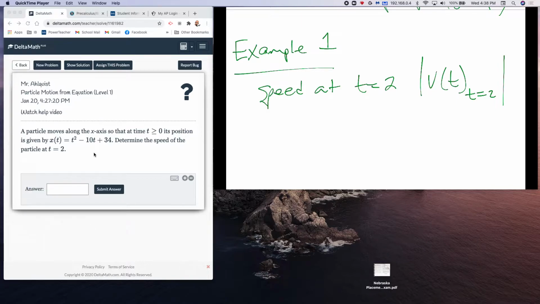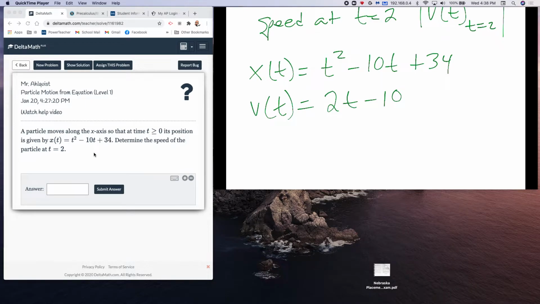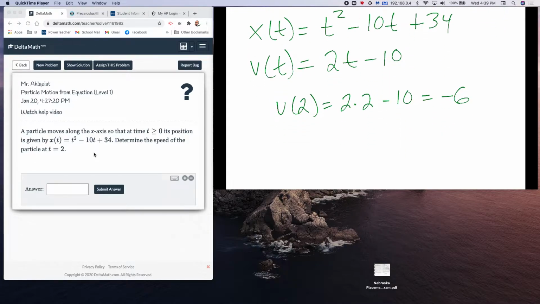So what we'd want to do is say, okay, well, if x of t is equal to t squared minus 10t plus 34, then v of t is just the derivative of that, 2t minus 10. So if we plug in 2, v of 2 would be 2 times 2 minus 10, which in this case would be negative 6. So the velocity is negative 6.